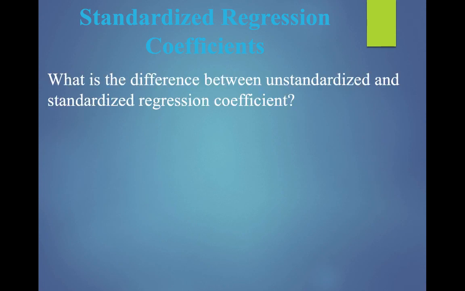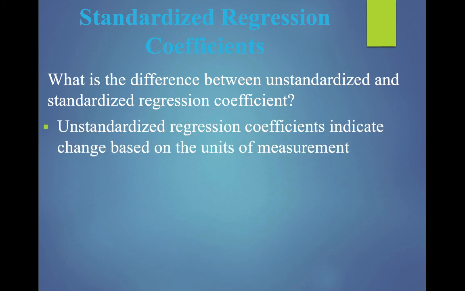All right, so standardized regression coefficients, what the hell is that? Basically, regression coefficients are estimates of the unknown population parameters, and they describe the relationship between a predictor variable and the response. So what's the difference between an unstandardized and standardized regression coefficient? Well, an unstandardized regression coefficient indicates the change that's based on the units of measurement. So they're basically raw coefficients that are produced by that exciting regression analysis we just talked about.